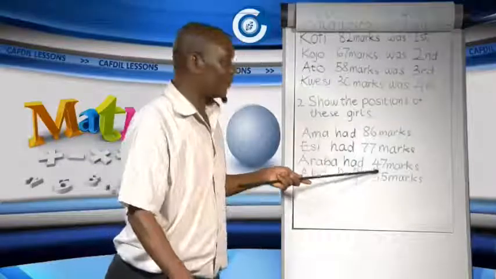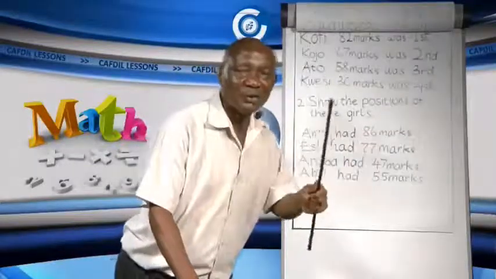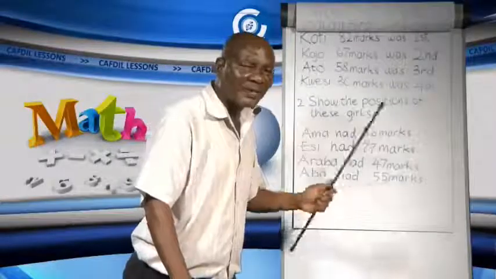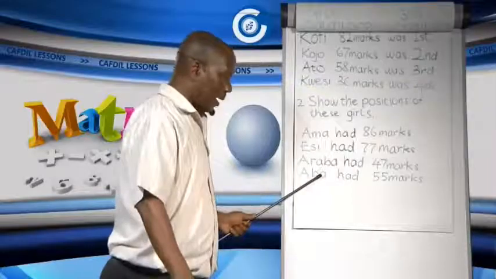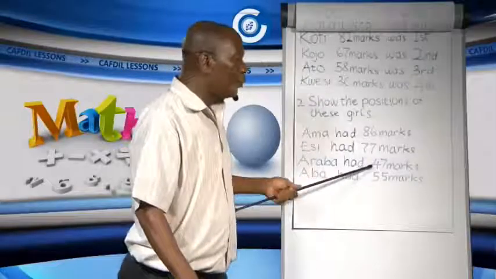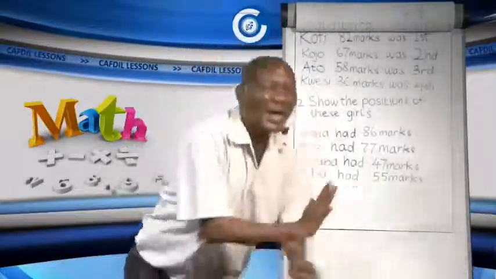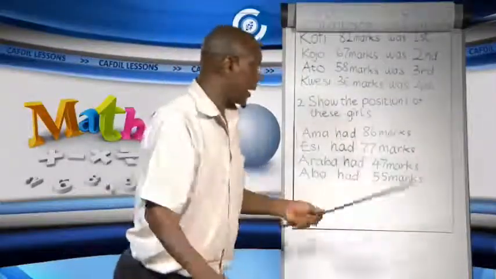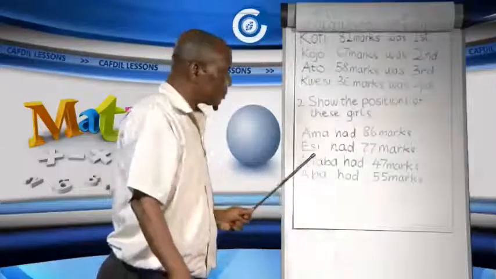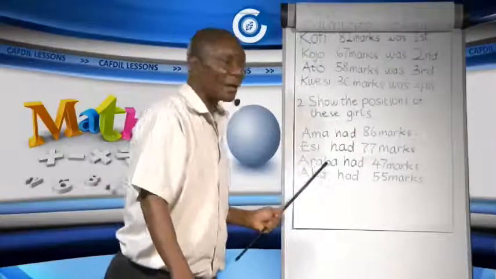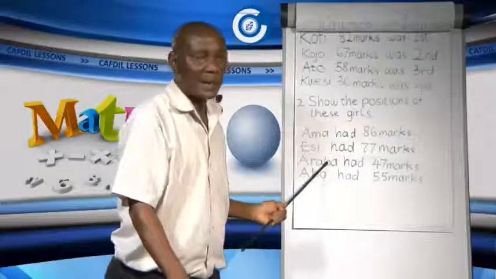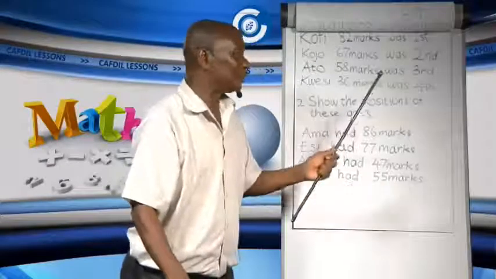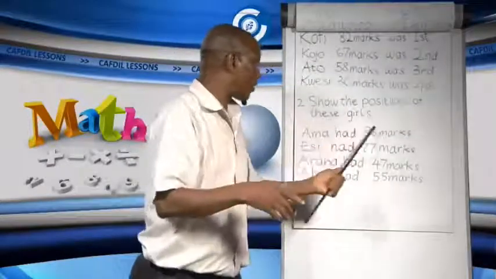55 is higher than 47. And who scored 55 marks? Abba. Good. Who scored the lowest mark? Araba. What was her mark? 47. Now let us continue and show the positions.